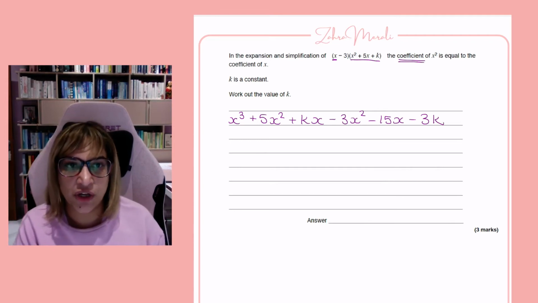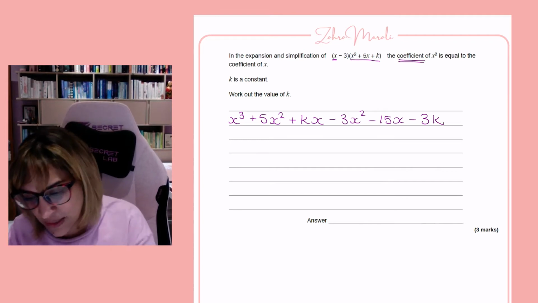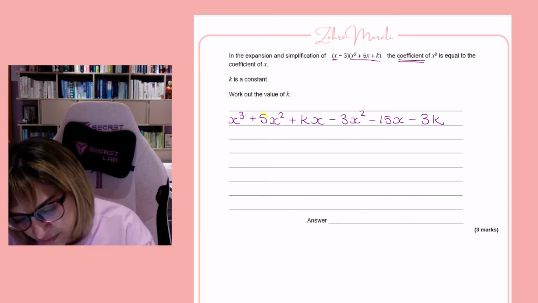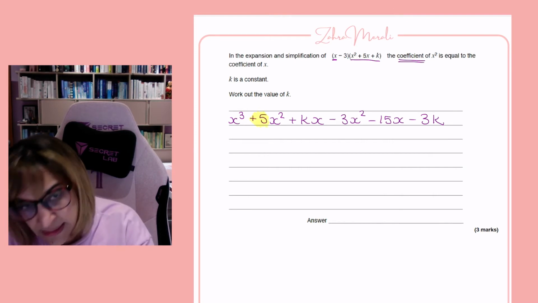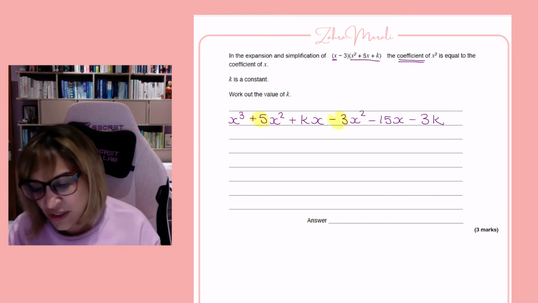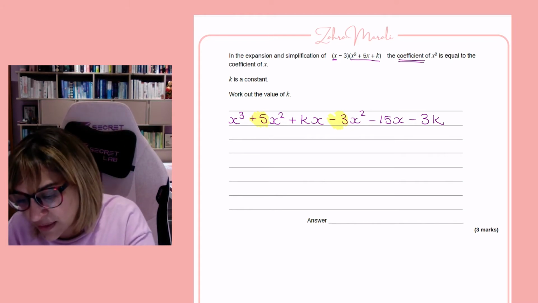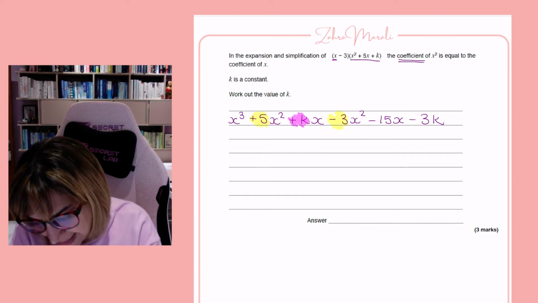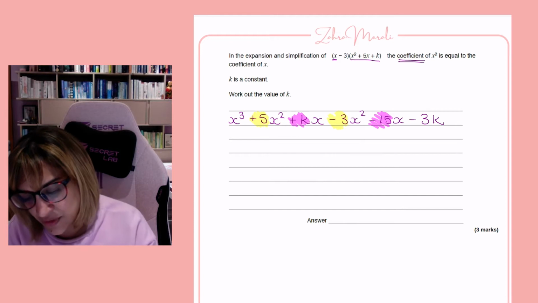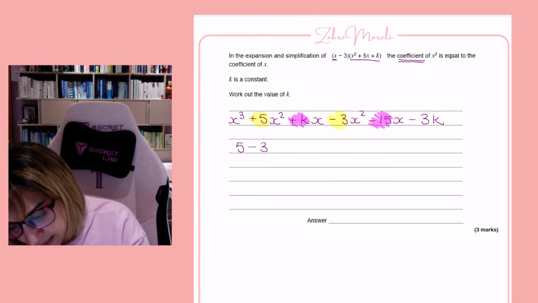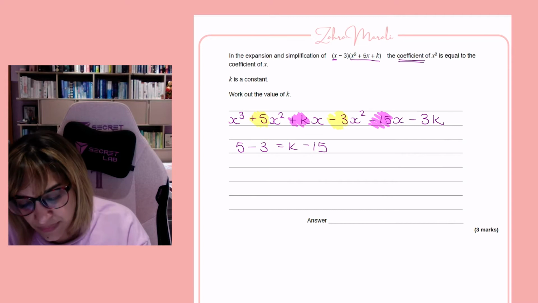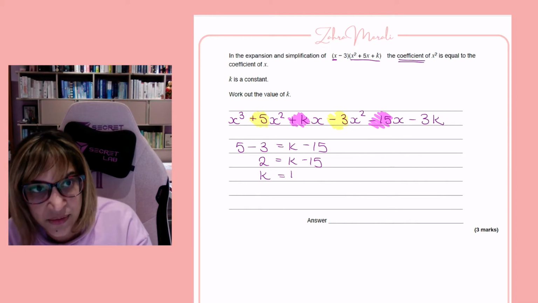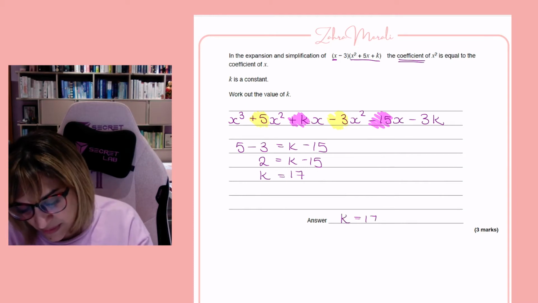And we want to know our coefficient of x squared. So I'm looking for everything that is in front of an x squared. That's in front of an x squared, and that's in front of an x squared. And we know that's equal to everything that's in front of the x. So in front of an x, we've got plus k and minus 15. So now we've got 5 minus 3 equals k minus 15. So we'll have 2 equals k minus 15. Therefore, k equals 17.